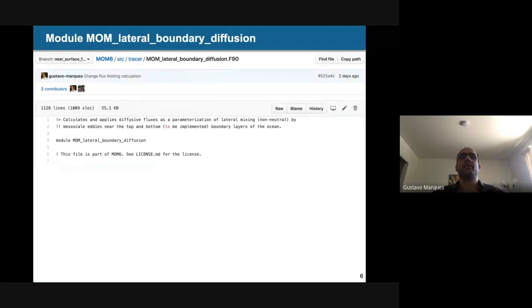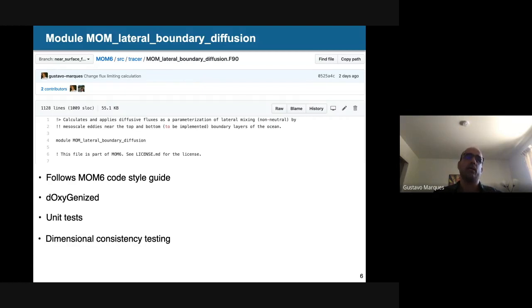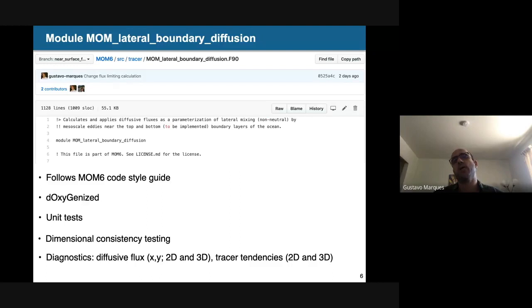So as I said, it has been implemented in MOM6. It is now in the main branch on dev/master. So all people that have access to dev/master and have merged the latest dev/master have this module available. It follows the MOM6 code style. It is doxygenized. It has unit tests. It also has dimensional consistency testing, thanks to Bob Hallberg. And we also added the option to diagnose diffusive flux, both in 2D and 3D, as well as tracer tendencies, also both in 2D and 3D.